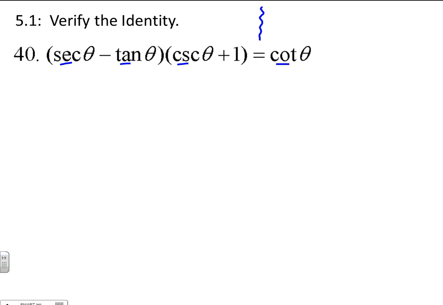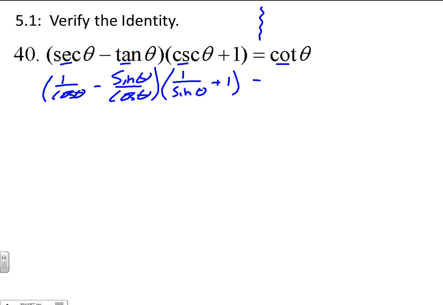So this can become 1 on cosine of theta minus sine of theta on cosine theta, times 1 on sine of theta plus 1, equals cosine of theta on sine of theta. And as I mentioned, I can't on both sides now multiply by sine of theta to get rid of the fraction on the right. The cosine of theta, sine of theta stay to the right. But I could, I guess, distribute. It's going to be a bit of a mess here.